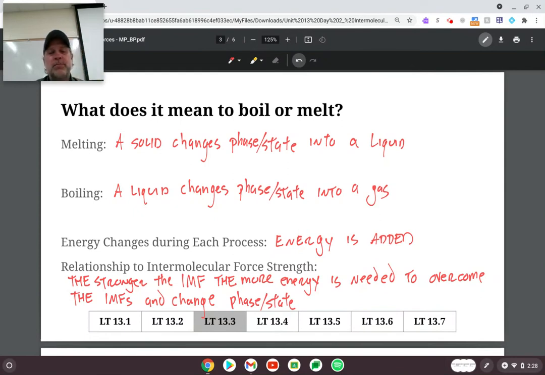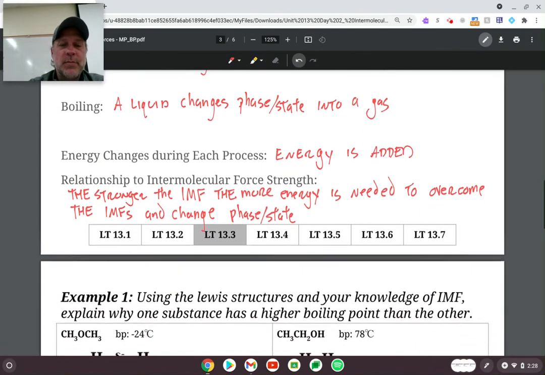So what's the relationship between intermolecular force strength and melting and boiling? Well, the greater the melting point, or the stronger the intermolecular forces of attraction, the more energy is needed to overcome the intermolecular force and cause that change of phase or state. Long story short, the higher the boiling point, the more energy is needed to make that liquid become a gas. You could pause this here and copy this down, and then we'll go on to the next example.